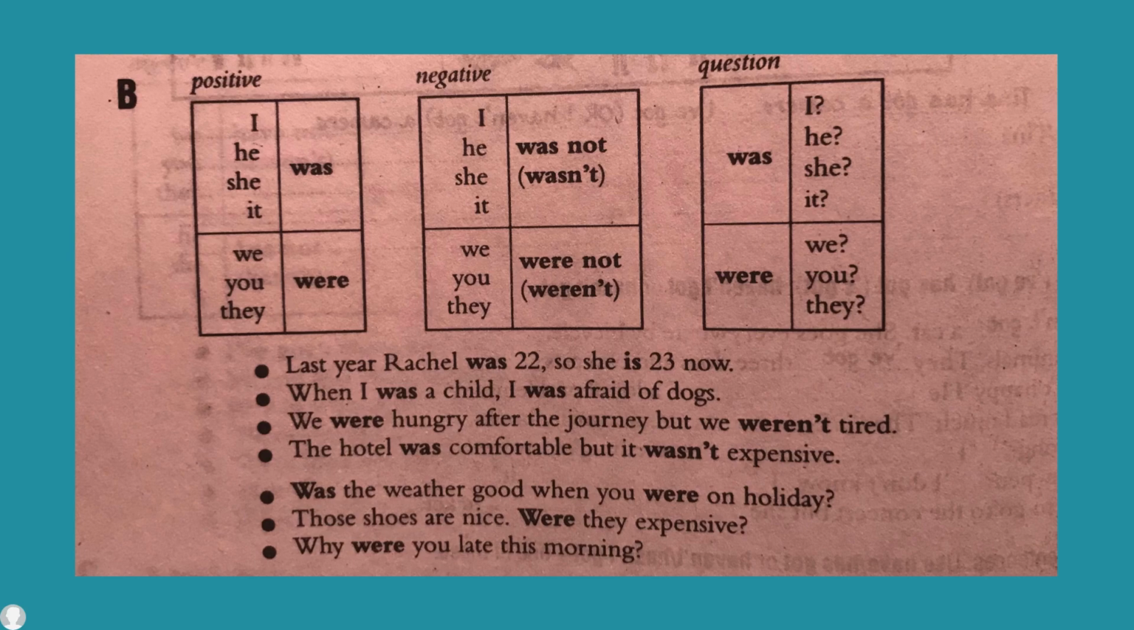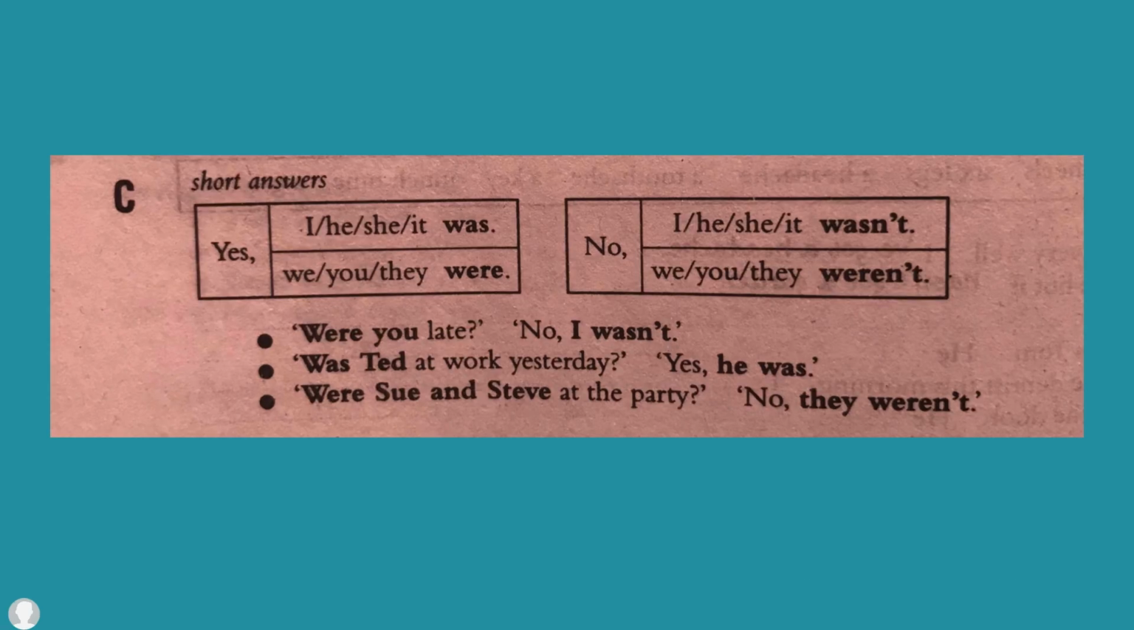Next one, was the weather good when you were on holiday? Next one, those shoes are nice. Were they expensive? Next one, why were you late this morning? Now, this is the short answers section. So if you are asked a question, were you late? You can either answer, no, I wasn't, or yes, I was.